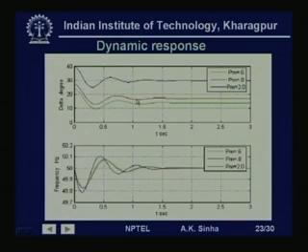Now, here we have shown characteristics with P m equal to 0.6 and for P m equal to 2, the delta angle varies like this. Similarly, the frequency in the two cases are shown here. We have also shown a third case with the starting point being 0.8 per unit, so the initial output is 0.8 per unit. In that case also we can see, these plots are very similar.